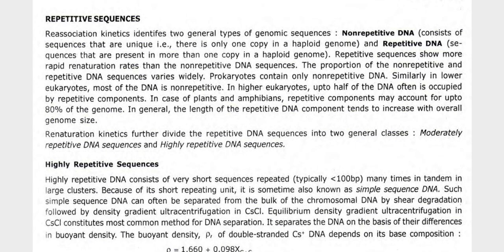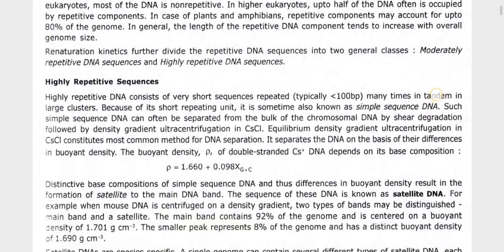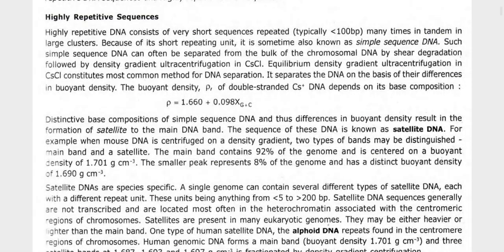Renaturation kinetics further divide the repetitive DNA sequences into two general classes: moderately repetitive and highly repetitive DNA sequences. Highly repetitive DNA consists of very short sequences repeated many times in tandem in large clusters. Because of its short repeating unit, it is sometimes known as simple sequence DNA.